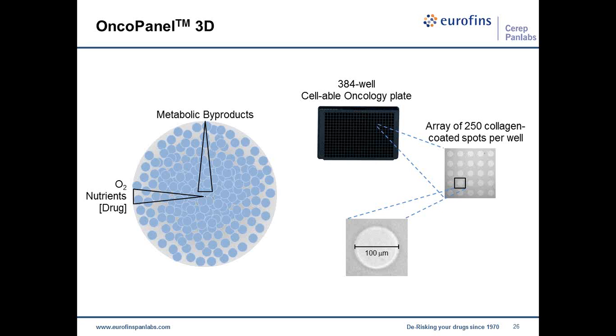So for us to culture cells 3-dimensionally, we chose to use CellCarrier oncology plates. These are 384-well plates in which each well is arrayed with a matrix of 250 collagen-coated spots, so that the cells will specifically adhere to these spots and form 3-dimensional aggregates. They typically range in size anywhere from 100 to 300 micrometers in diameter, and they grow in a nice organized way. And this was in part because there were some unique applications related to high content imaging that we could deploy when we utilize these plates.